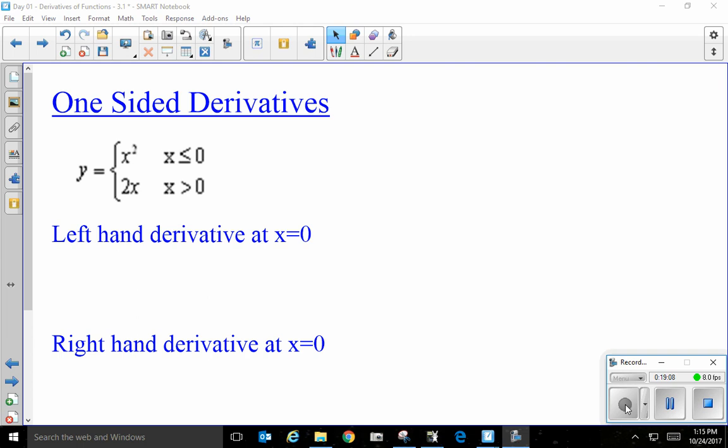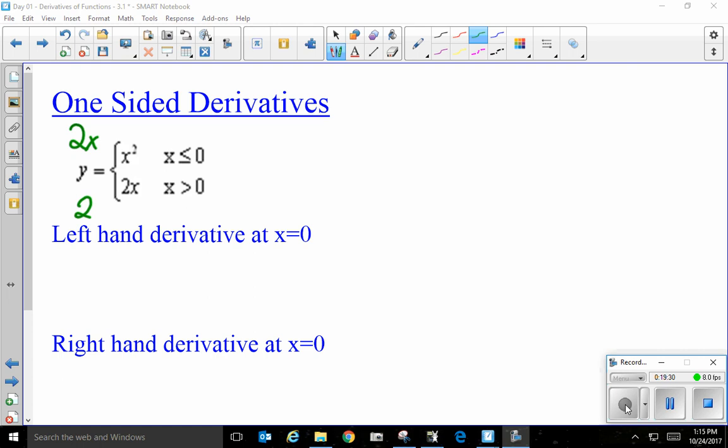One-sided derivatives, just like limits, you have one-sided derivatives. The derivative of this first one. So we're going to take the derivative of both of these. You ready? This first one is actually going to be 2x. What's the derivative of the bottom one going to be? Let's see if we're right.